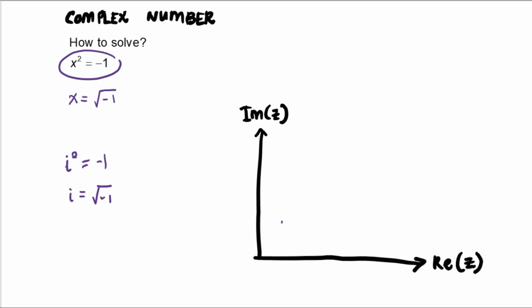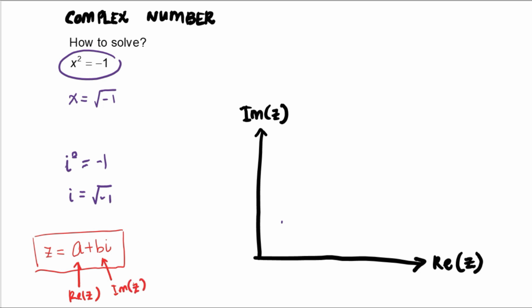Before we go far, usually we represent the complex number as a plus bi. So z equal to a plus bi is a complex number. Here, a is the real part of z, and b is the imaginary part of z. So in the complex number z, we have the real part and also the imaginary part.